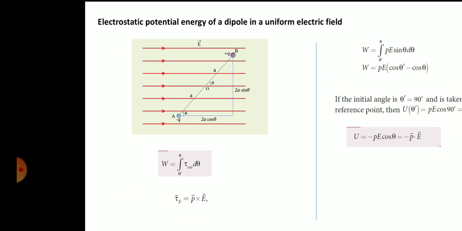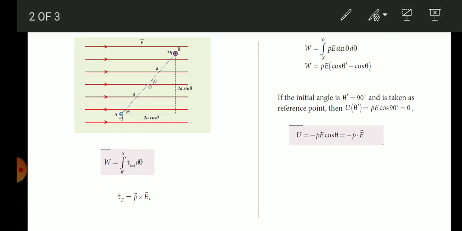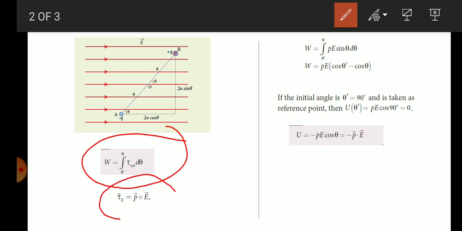The work is given as W is equal to integral of tau d theta, where tau is the external torque acting on a dipole. The limit varies from theta prime to theta. Then the torque formula will be P into E.